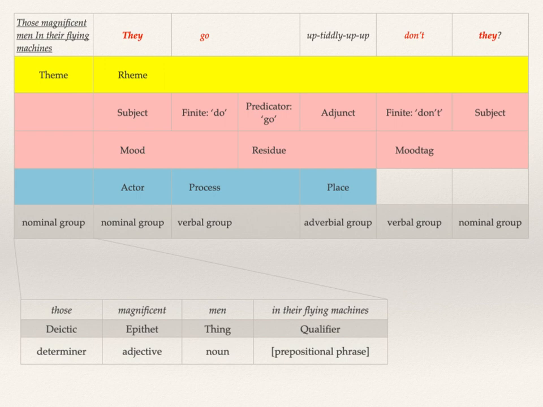And we started with the nominal group, those magnificent men in the flying machine, to drill down into the organization of one of the constituent elements of the clause. So its internal structure is that of the nominal group. In this case, it serves as theme. And we could do the same for they and go and tiddly up, up. And of course, don't and they in the mood tag.